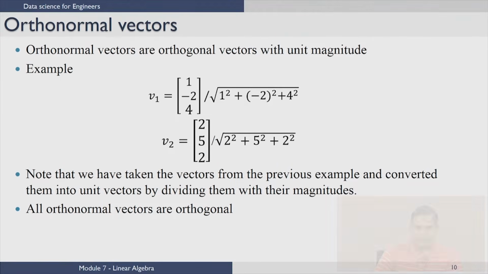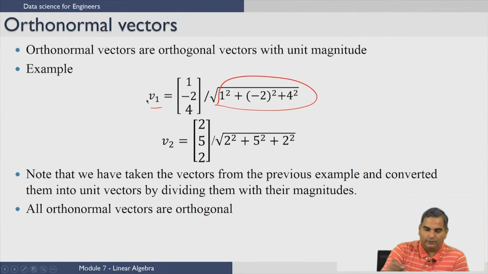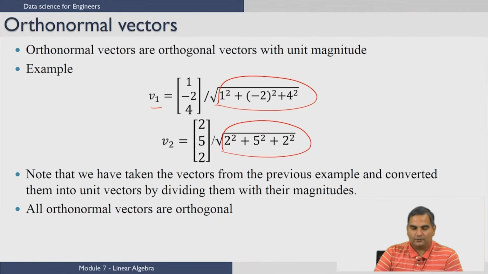Now, take the same two vectors which are orthogonal to each other, and you know that when I take a dot product between these two vectors, it is going to go to 0. If I also impose the condition that I want each of these vectors to have unit magnitude, then what I could do is take this vector and divide it by its magnitude, which is going to be the root of 1 squared plus (-2) squared plus 4 squared. Similarly, I can take this vector and divide it by its magnitude, which is going to be the root of 2 squared plus 5 squared plus 2 squared.